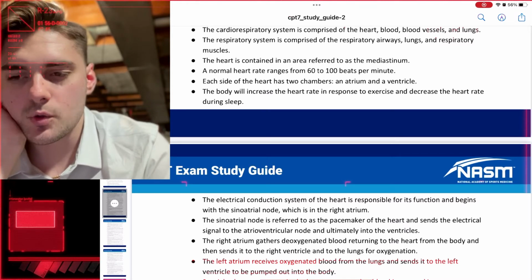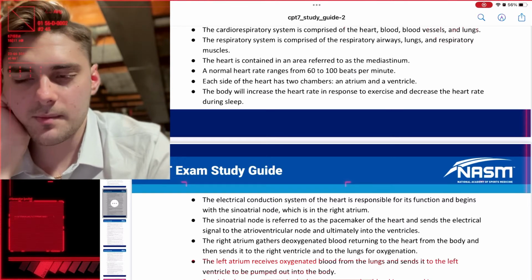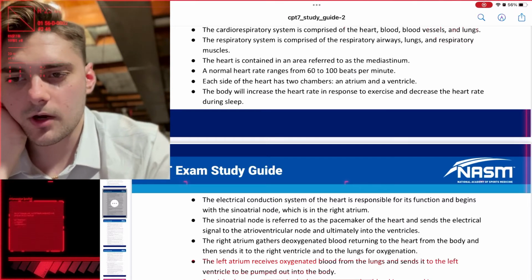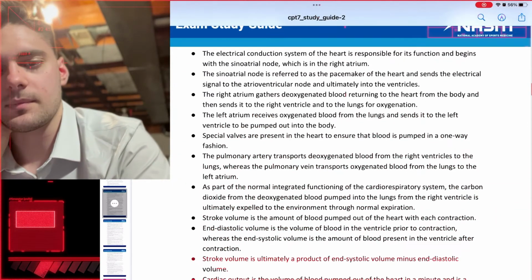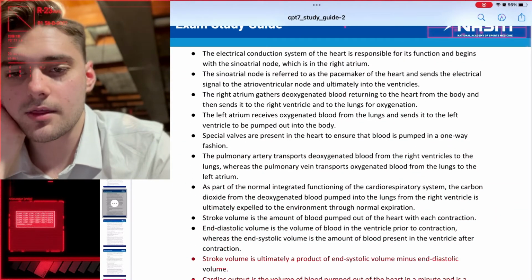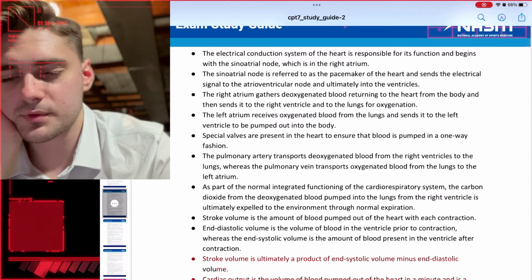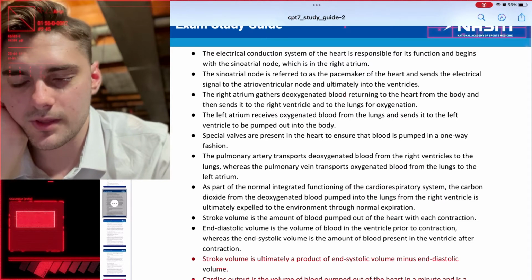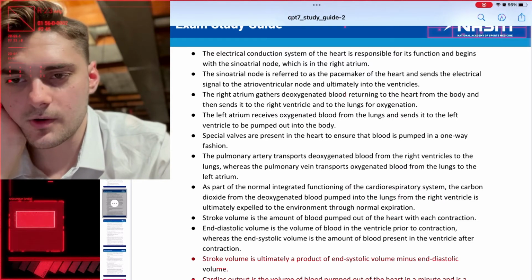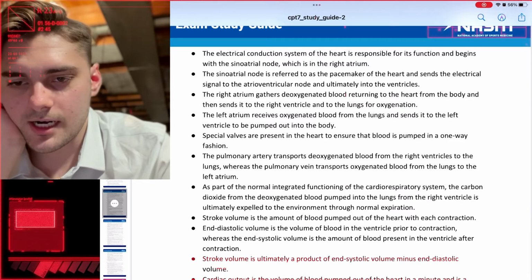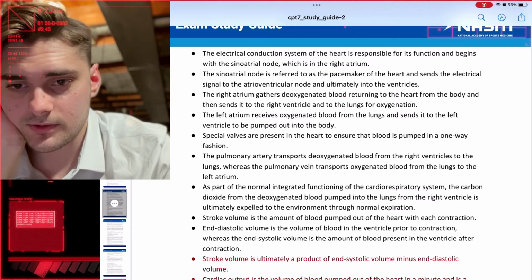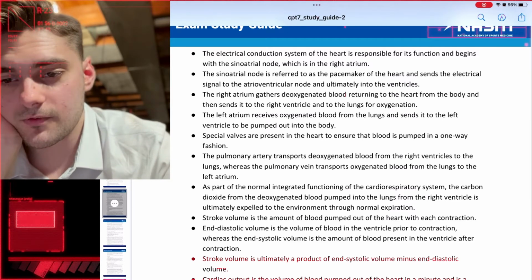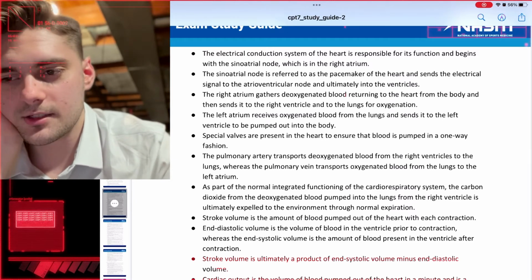Each side of the heart has two chambers, an atrium and a ventricle. The body will increase the heart rate in response to exercise and decrease the heart rate during sleep. The electrical conduction system of the heart is responsible for this function and begins with the sinoatrial node, which is in the right atrium. The sinoatrial node is referred to as the pacemaker of the heart and sends an electrical signal to the atrioventricular node and ultimately into the ventricles.